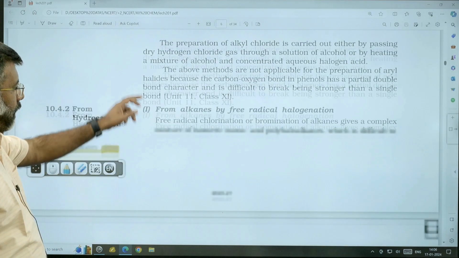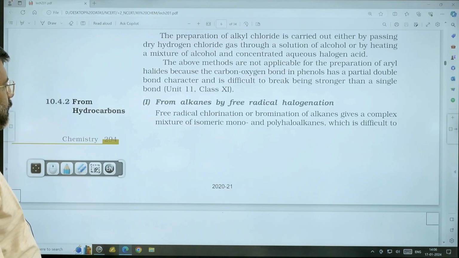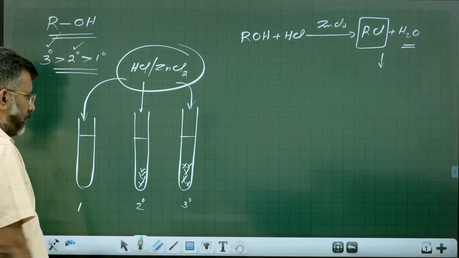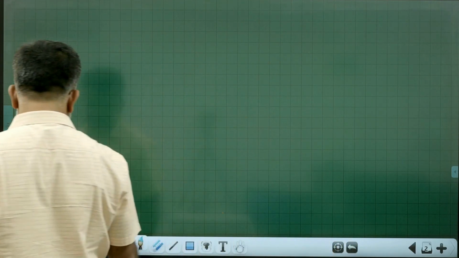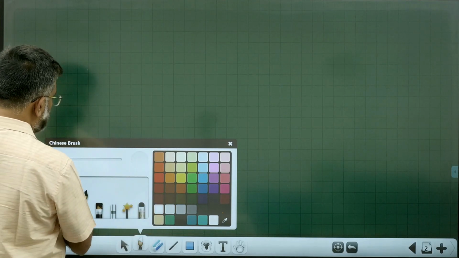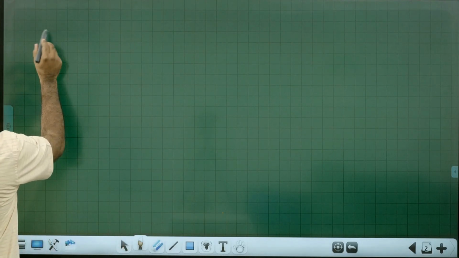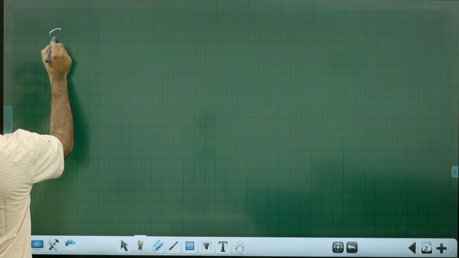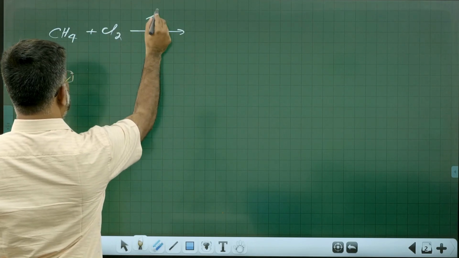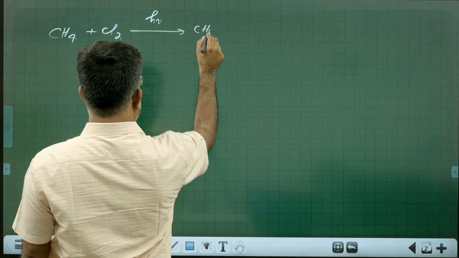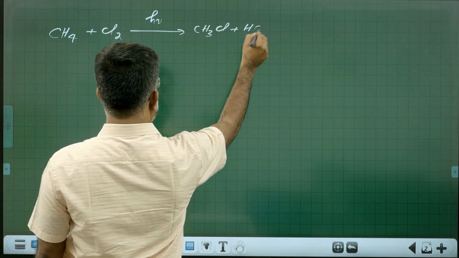Preparation from hydrocarbons. Free radical halogenation. A topic well explained and well learned in the hydrocarbons chapter of the 11th standard. Free radical halogenation reaction: how chlorine is added to molecules like hydrocarbons, for example methane with chlorine in the presence of light, and you get CH3Cl plus HCl.